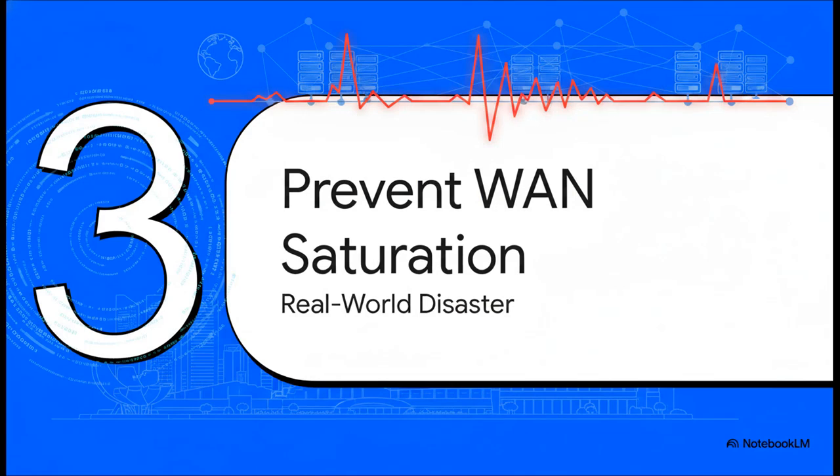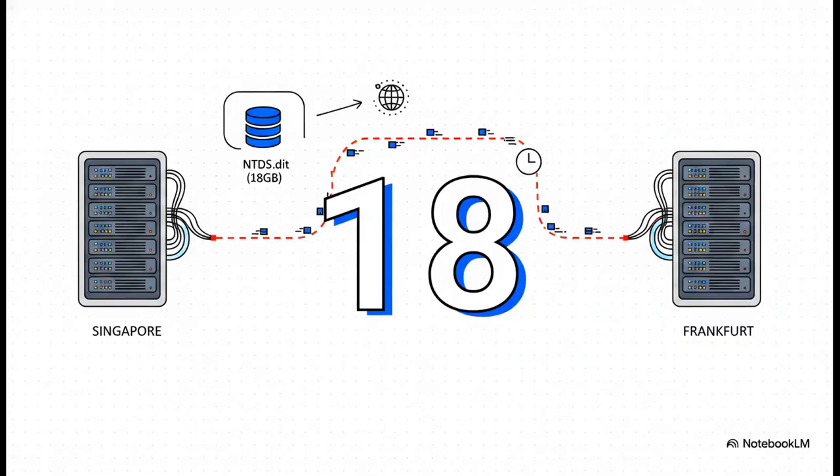Okay, Section 3, Preventing WAN link saturation. Let's look at a real-world disaster. I want to share a story about a global bank in Singapore. 18. That number right there represents 18 gigabytes of NTDS.dit data. An engineer in Singapore needed to add a new domain controller, but they missed one tiny, critical step during promotion. They didn't specify a local replication source. Because of that, Active Directory just automatically picked Frankfurt as the source. So, 18 gigabytes of data started mistakenly replicating at an absolute crawl across a slow international WAN link.